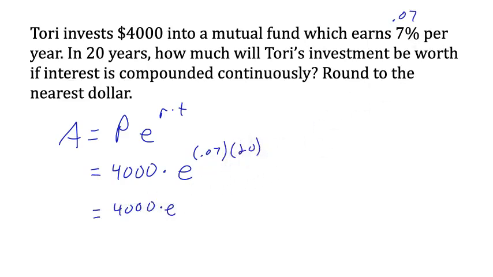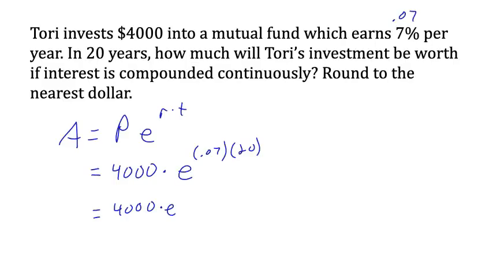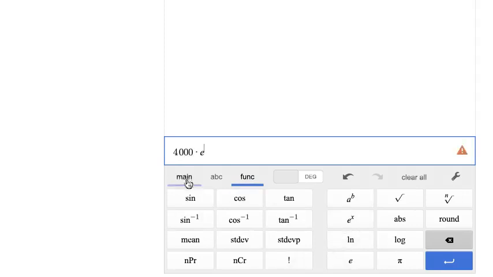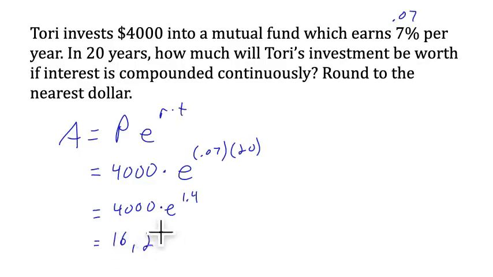Okay, let's figure out 0.07 times 20. Start with that. That's 1.4. Let's go ahead and type this expression into our calculator. 4,000 times e to the power of 1.4. I want that rounded to the nearest dollar, so 16,221. Rounding that 0 up to a 1, since the number after it is 5 or bigger. So 16,221. All right, so we figured out how much her investment will be worth in 20 years.